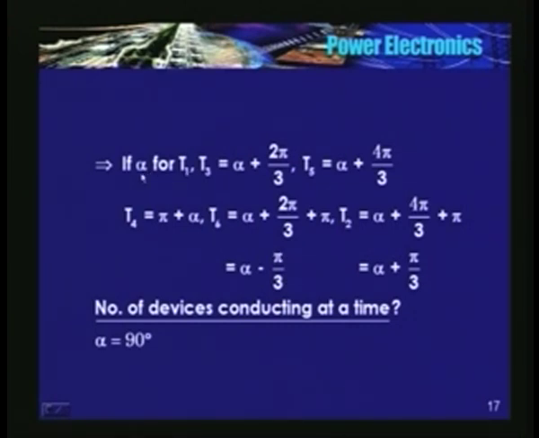So T1 is triggered at alpha, T2 is triggered at alpha plus pi by 3, that is 60 degrees, T3 is triggered at alpha plus 2 pi by 3, 120 degrees, T4 at alpha plus pi, T5 at alpha plus 4 pi by 3, okay, because pi plus alpha plus 60 degrees, it is this, and so on.